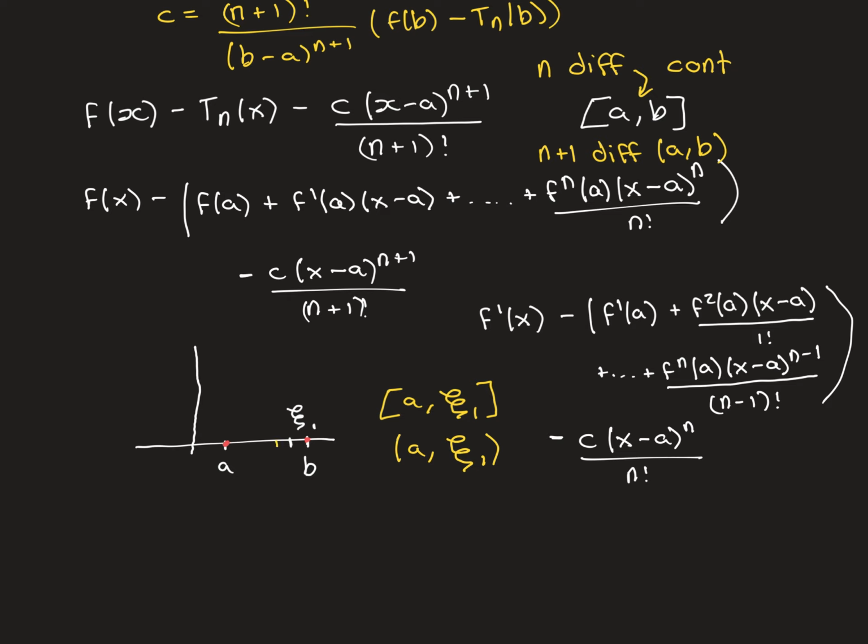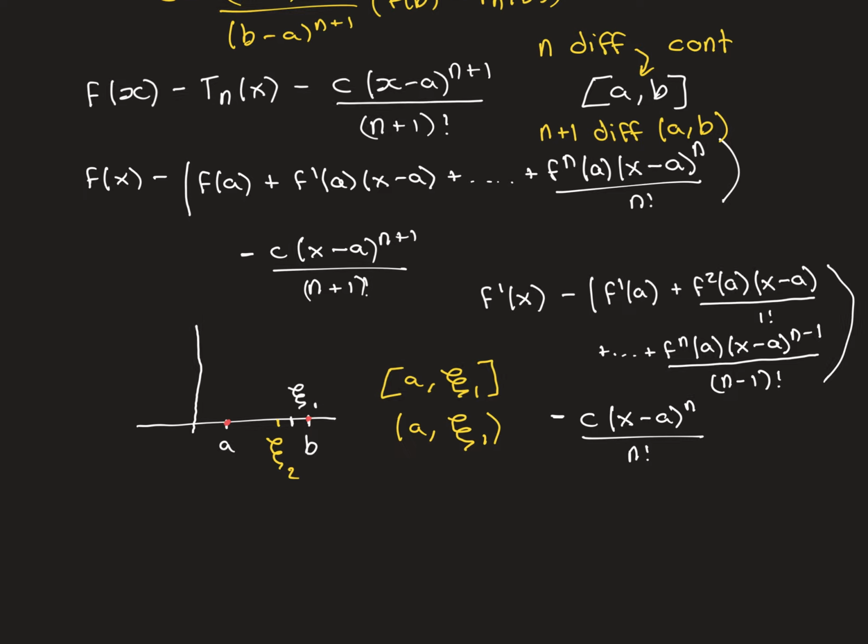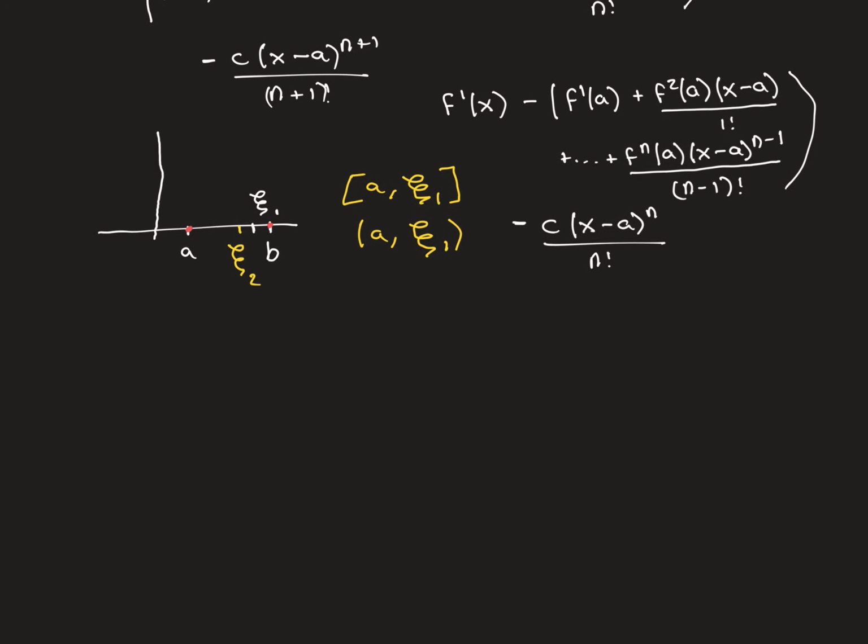We can apply Rolle's theorem to this, and we can say that there is going to exist some new point in between a and xi1, which we'll now call xi2 because it's the one where the second derivative is going to equal 0. At this magic point, the second derivative of our big function is going to equal 0. Let's write this down then. So we now want the second derivative of our function, so we're going to differentiate this again.